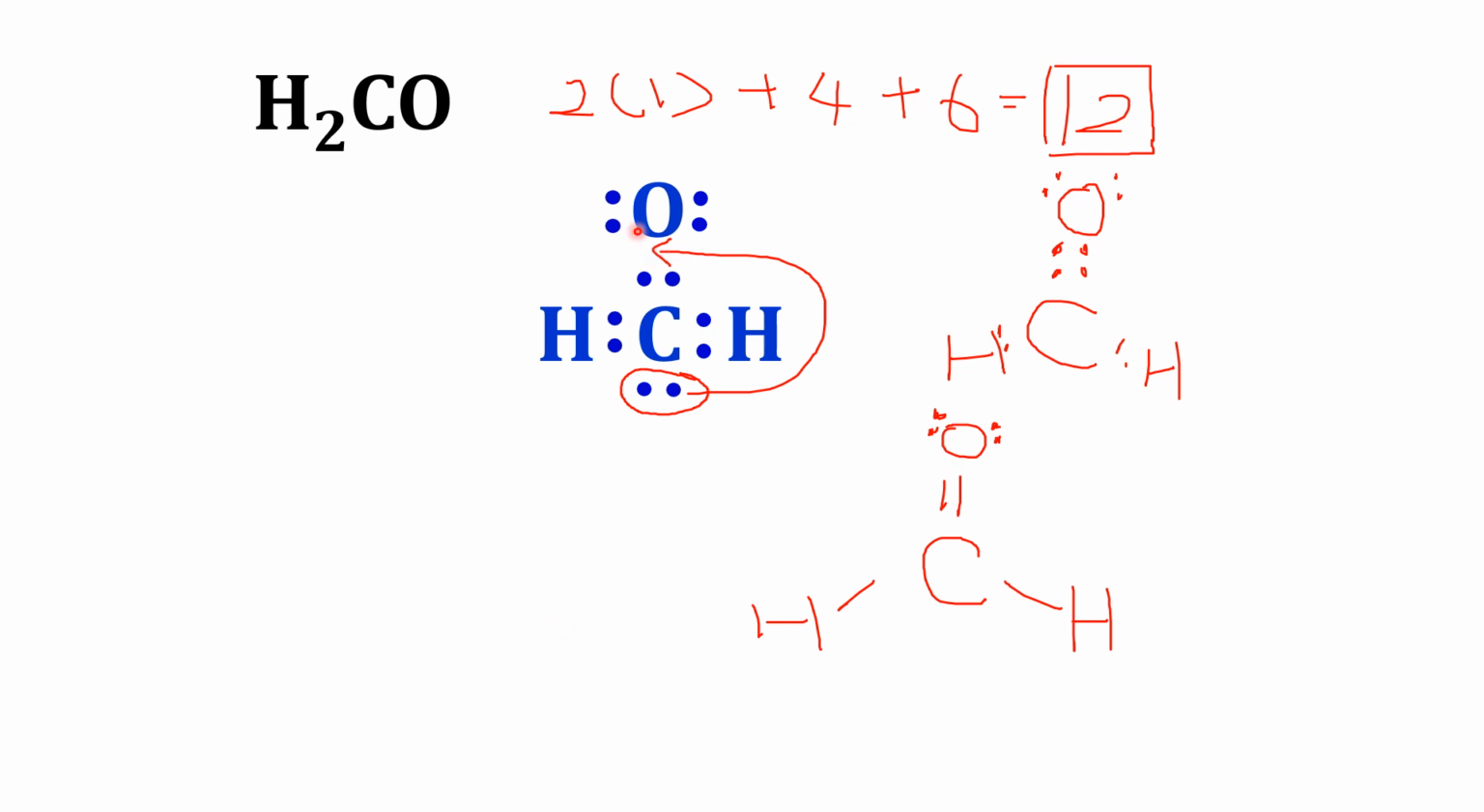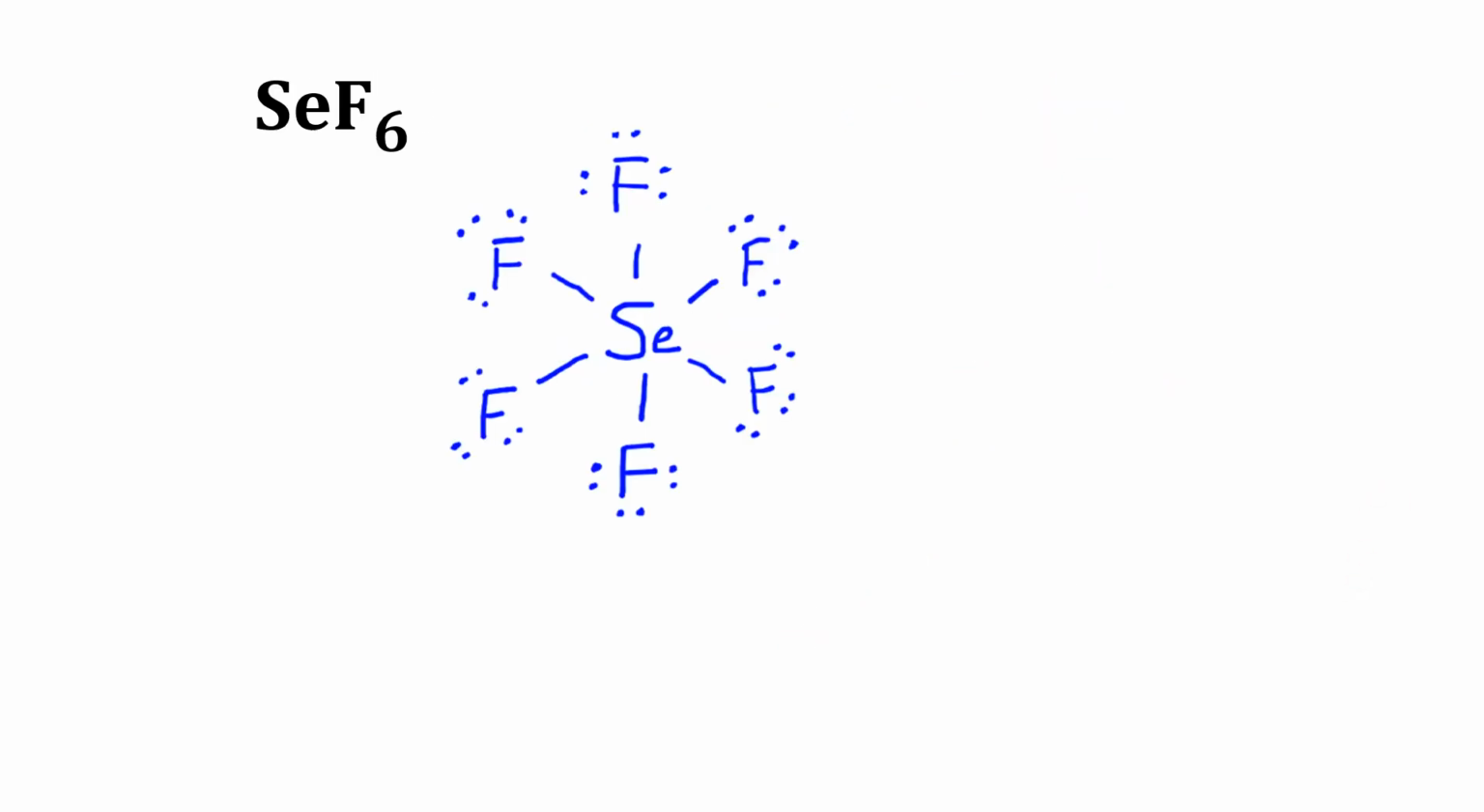So remember, the only reason that this structure is incorrect is because while your carbon has 8, fulfilling the octet rule by having 8 electrons in the valence shell, your oxygen does not. So make sure you actually match it up and for all your atoms to fulfill their valence shell rules. All right. Okay, let's move on to the next example.